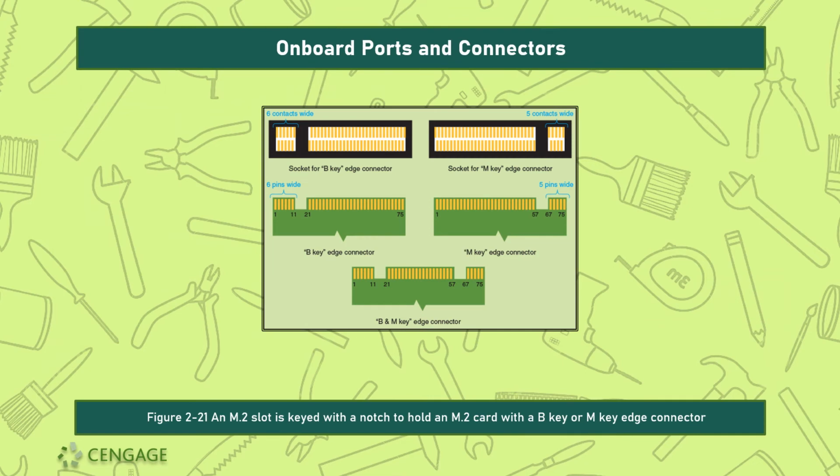M2 slots are keyed with a notch to hold cards with either a B, M style, or B and M style edge connector. So that essentially means that there will be pins that are left off in order to allow connectivity. So here you can see that the B key connector on the left has pins running from 1 to 11. So you've got your 6-pin width there. You've got a space going up to pin 21, and then from 21 to 75. On the M key, the pins are on the opposite side, so you've got 5 pins wide coming from the end and cutting in, going from 57 to 67 for the blank. If we combine those two, then we get the B and M style.